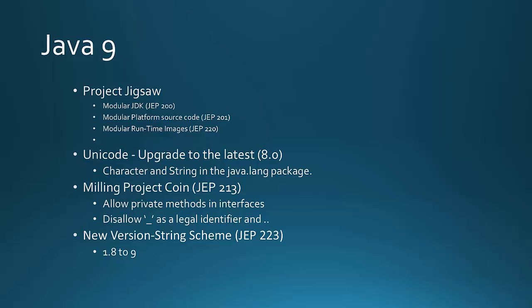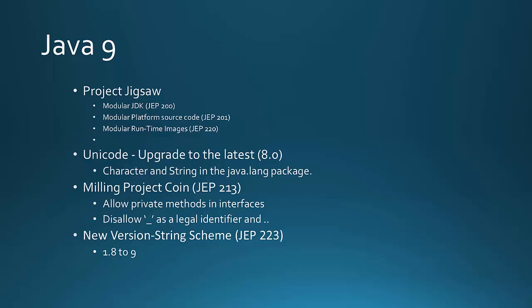Apart from Jigsaw, there are other additions such as Unicode support for the latest 8.0, and Project Coin, which is JEP 213. There are a few collection of enhancements, such as allowing private methods in interfaces, or disallowing underscore as a legal identifier, etc. Another change is the version string change. Java 9 would be called 9 rather than 1.9. A minor change, but it affects JDT code.